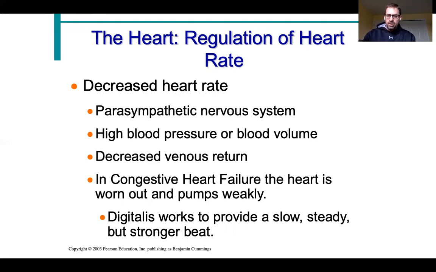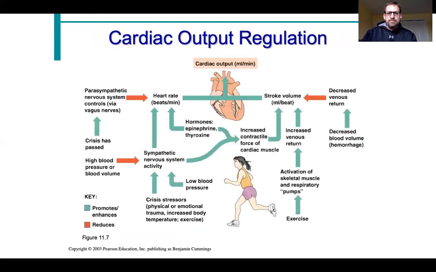And then one problem associated with the heart is congestive heart failure, which we're going to talk about in more detail. But the heart basically gets worn out and pumps really weakly. So you get less return of blood to the heart, which decreases the heart rate, causing more and more of a slowdown of the heart. One drug that can be given to help combat congestive heart failure is called digitalis, which works to provide a slow, steady, strong heart rate.